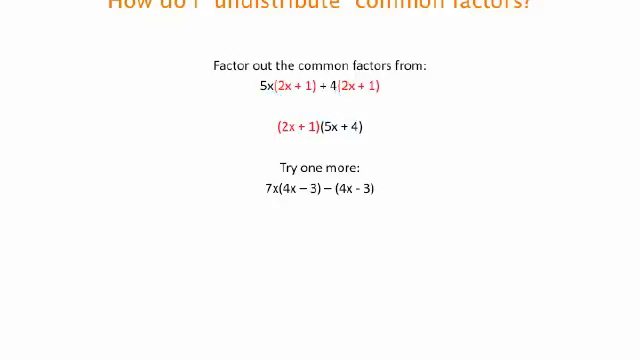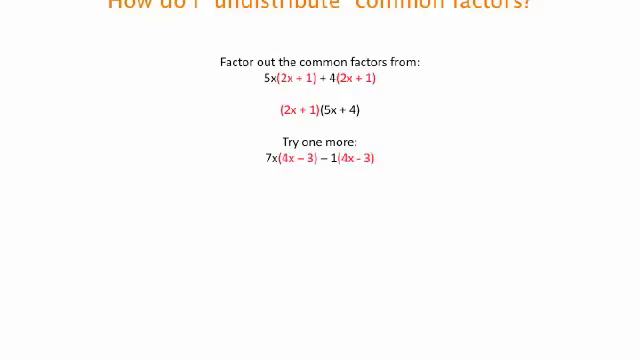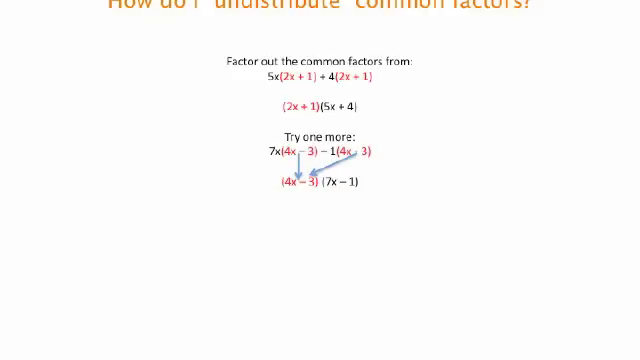Let's try one more. 7x times 4x minus 3 minus 4 times 4x minus 3. Now, in each of those two terms, I see a common factor of 4x minus 3. I'm going to write a 1 in front of the second term because it's understood to be there, and that will remind me that I need to have that 1 when I divide out the 4x minus 3 from each term. So I'll write the 4x minus 3 out front, and what's left is the 7x minus 1. So you see where that 1 comes into play, even though it wasn't written in the original problem.